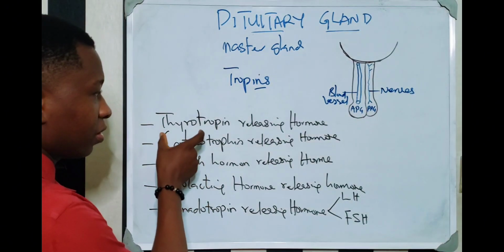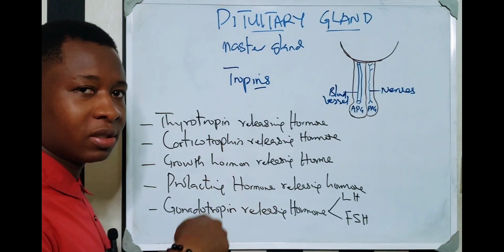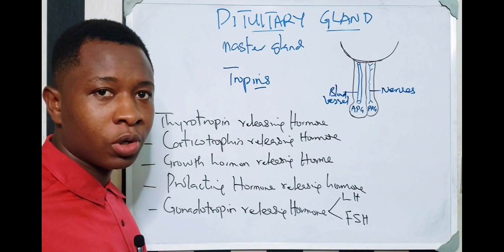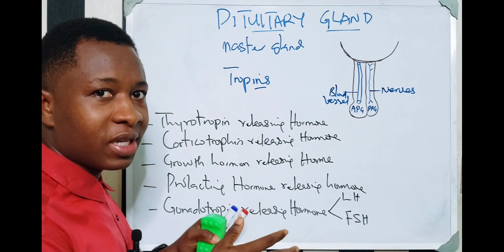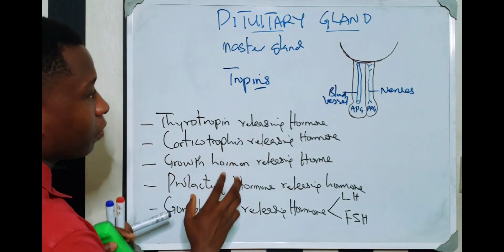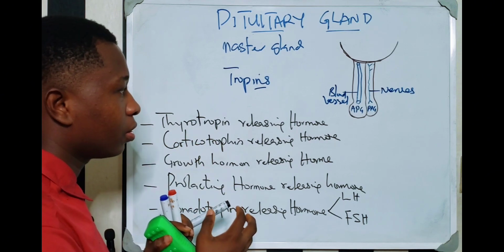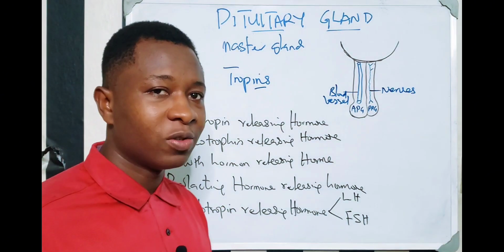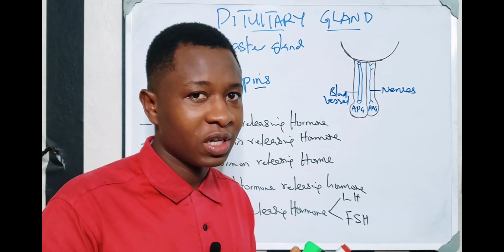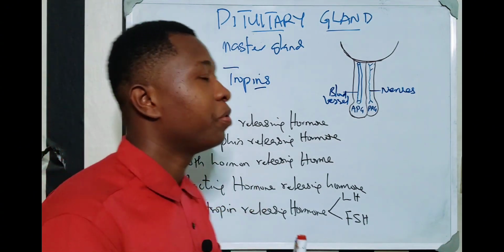For example, the thyrotropin moves to the thyroid gland and tells the thyroid gland to release the thyroid hormone, which is also called thyroxine. Okay, so that is just an overview of the pituitary gland. In my next video, I'll be talking about the thyroid gland, looking at the gland in totality: the secretions of the gland, the functions of the gland, and the position of the gland.